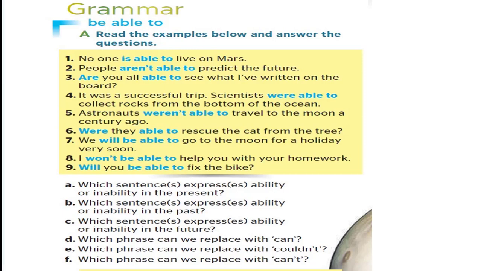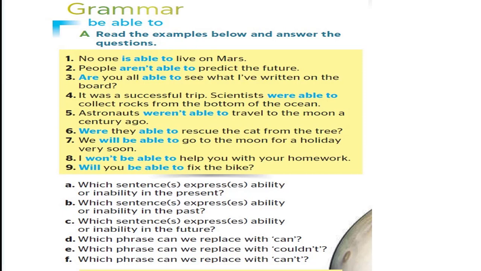Number 6, were they able to rescue the cat from the tree? Number 7, we will be able to go to the moon for a holiday very soon. 8, I won't be able to help you with your homework. Number 9, will you be able to fix the bike? Now, which sentence or sentences expresses ability or inability in the present?